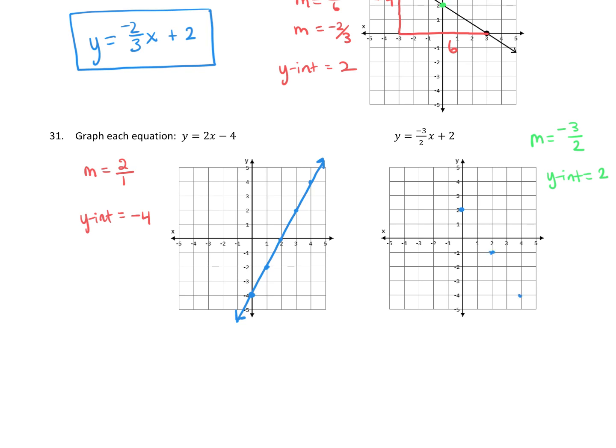And then to get the left side of your line, the line that's on the left side of your y-intercept, you just do the opposite. Instead of going down 3, here's where you go up 3 and to the left 2. All right, once you have your points, you will draw a straight line, arrows on the end, because lines continue forever in both directions.